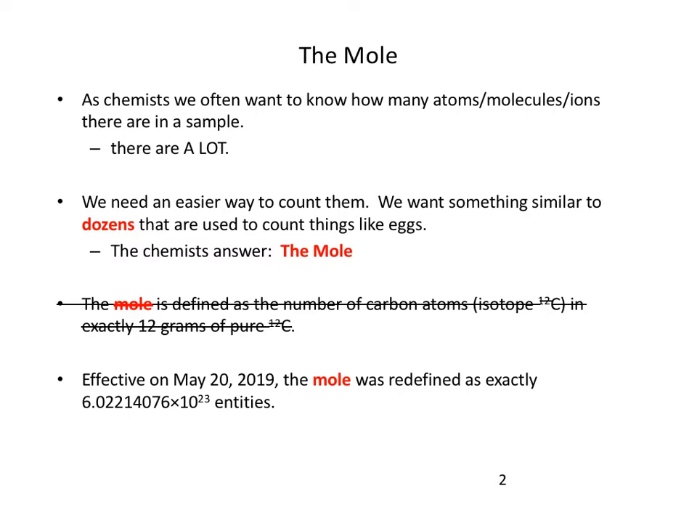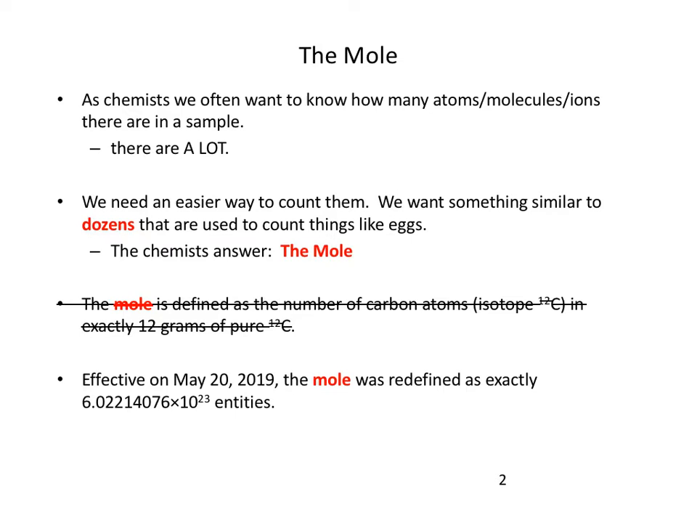it is. And so we want something similar to dozens that are used to count things like eggs. But we need something bigger than a dozen. A dozen isn't nearly big enough to be convenient for us. And so our answer to this problem is what's called the mole. And so the mole is just a really big number, and it works just like dozens do. It's just a convenient way to represent how many atoms or molecules or whatever we have.